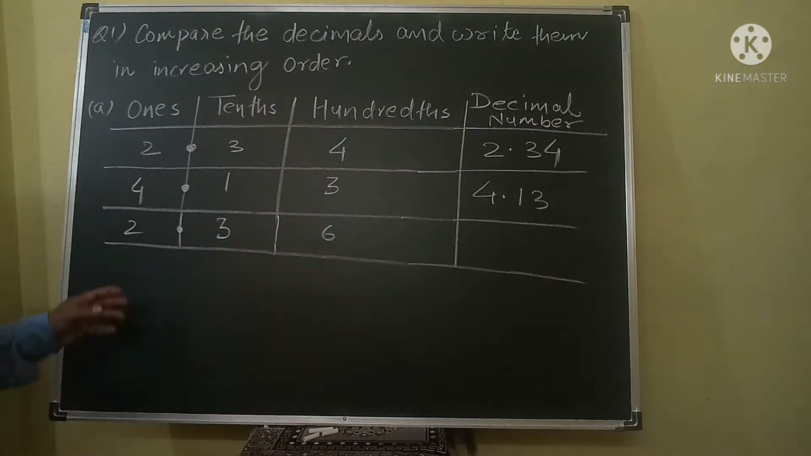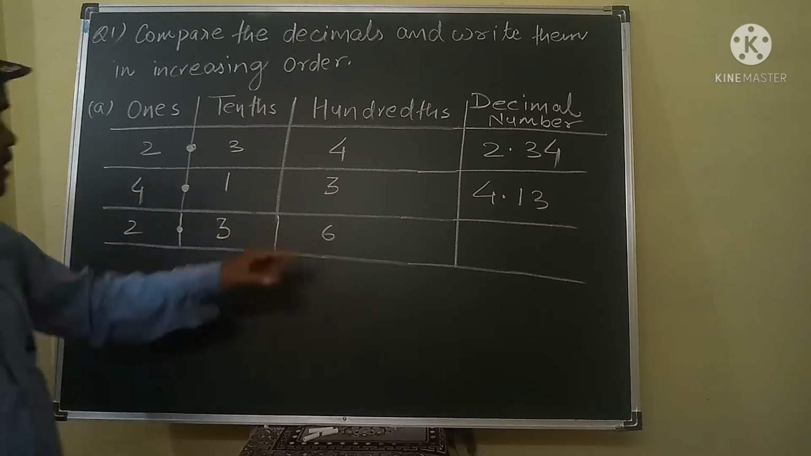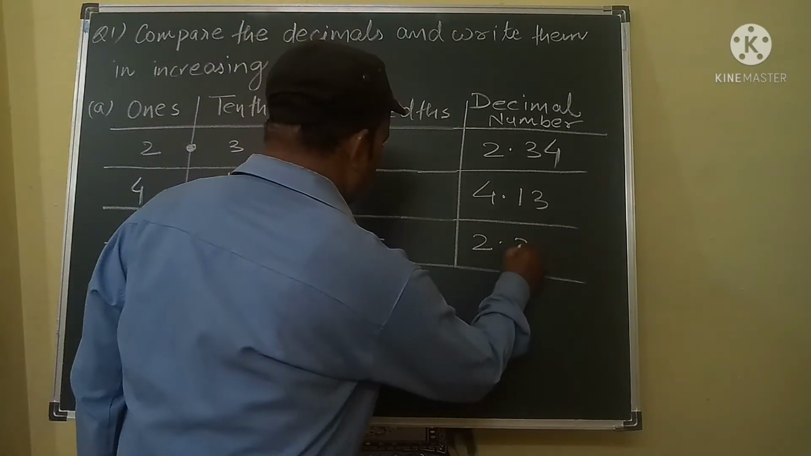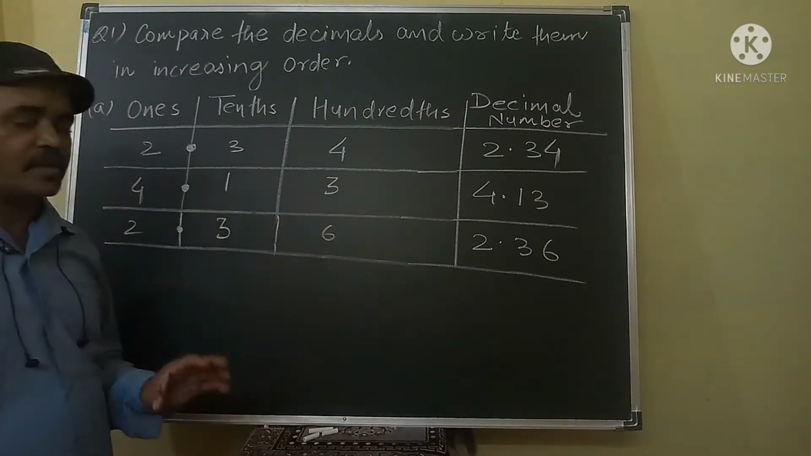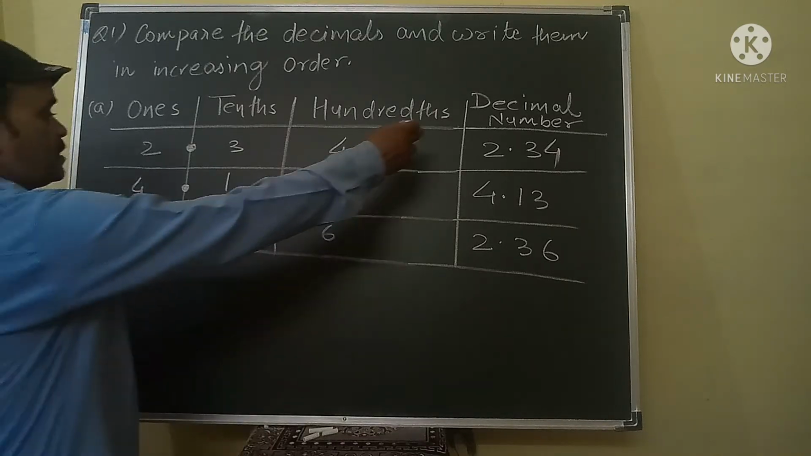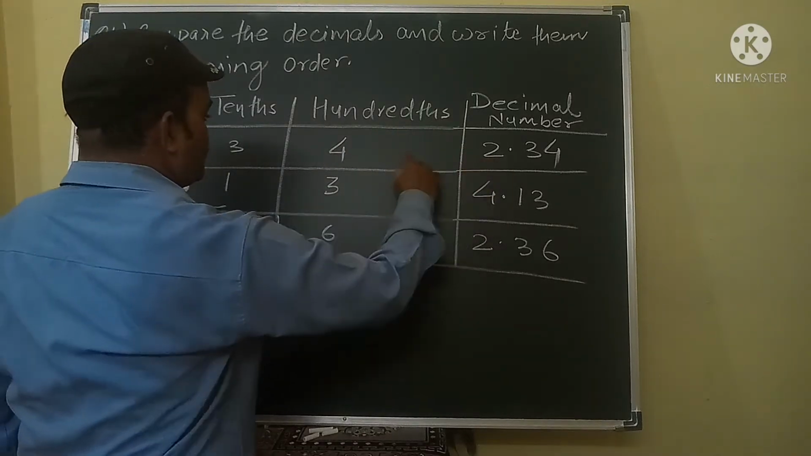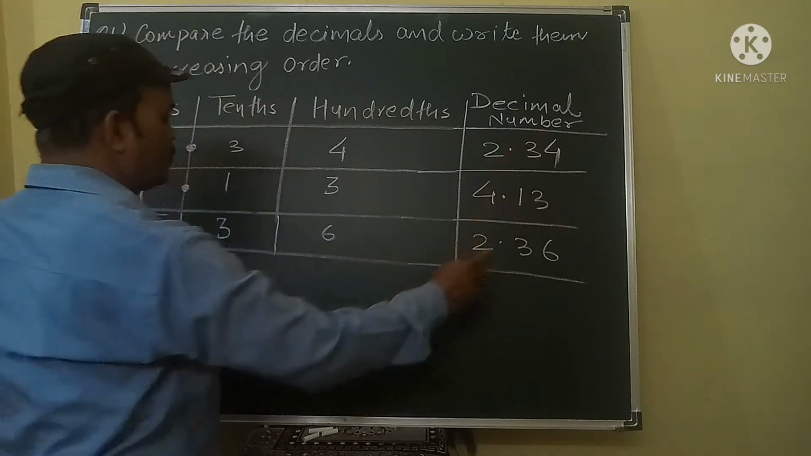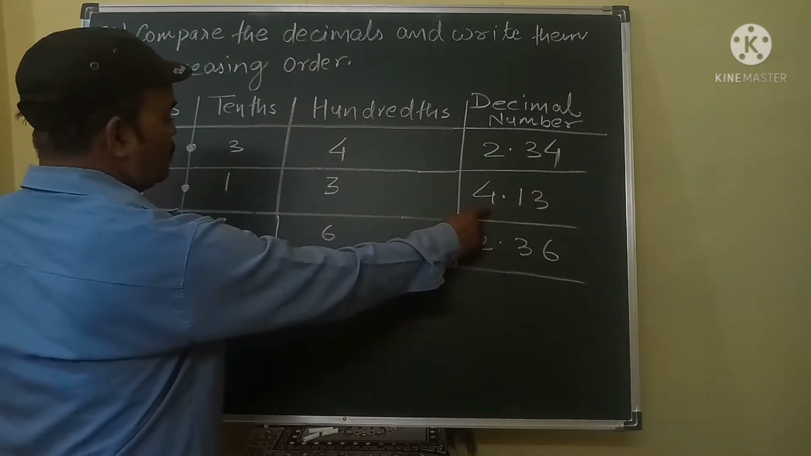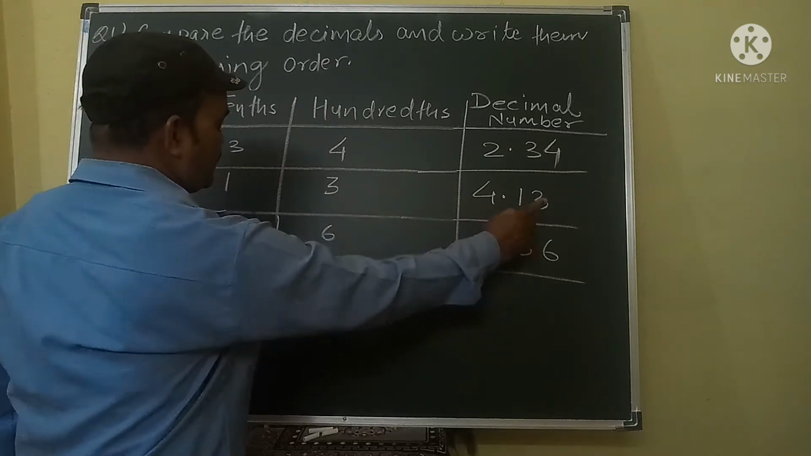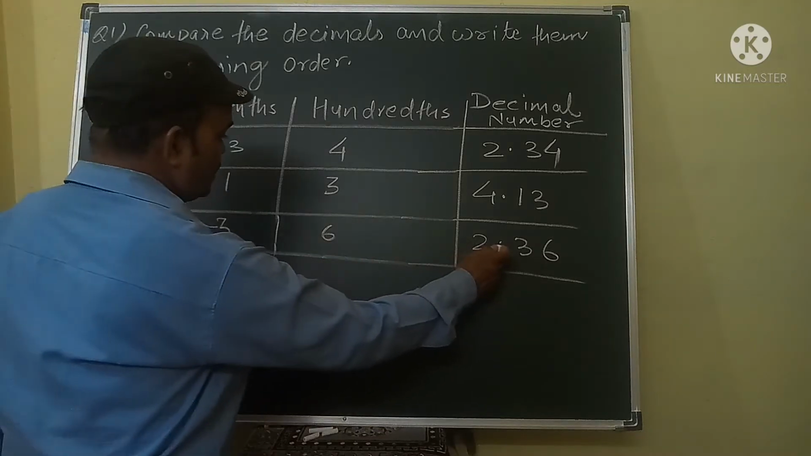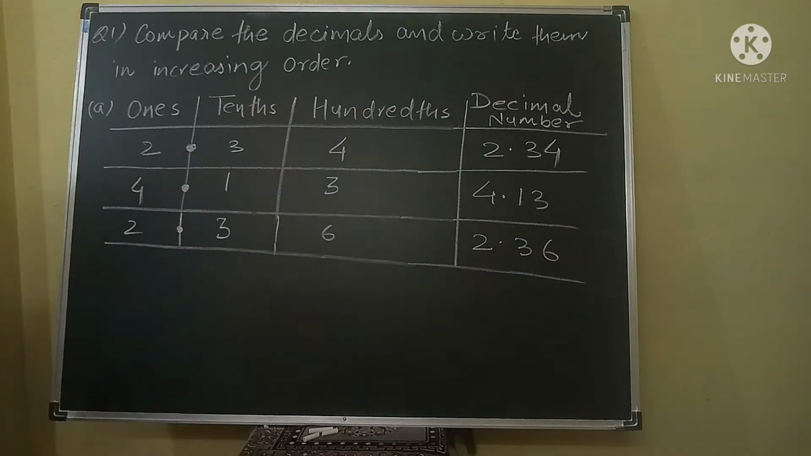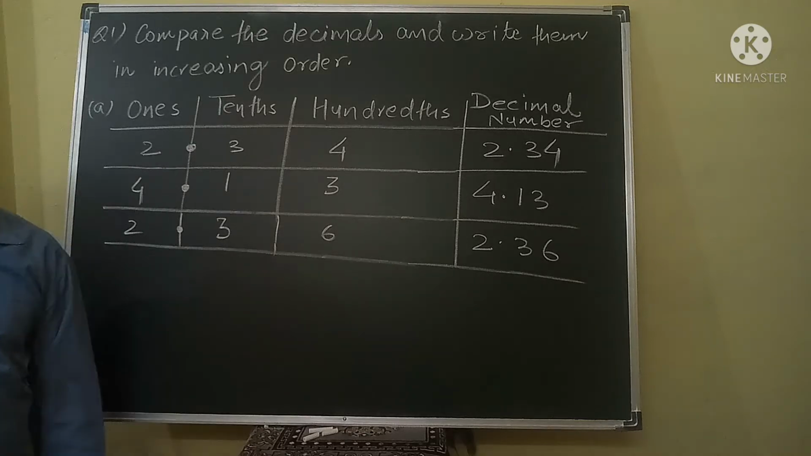4.13. Okay, and the third row is 2.36. So this is the decimal number for the first row, 2.34, the second decimal number is 4.13, and the third decimal number is 2.36. Okay. Then after that what will we do?